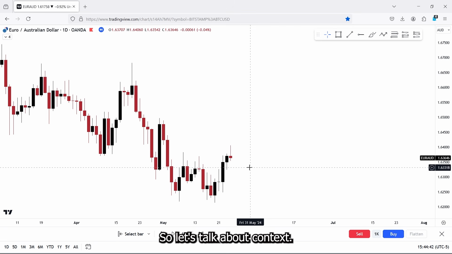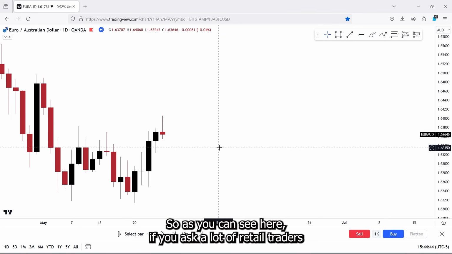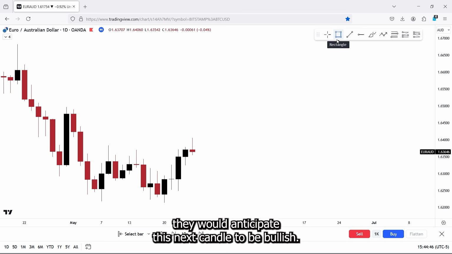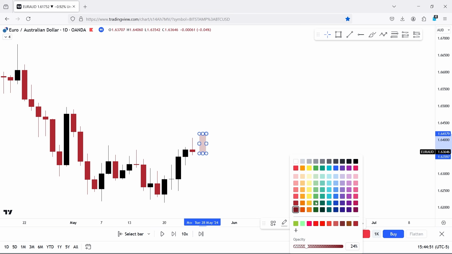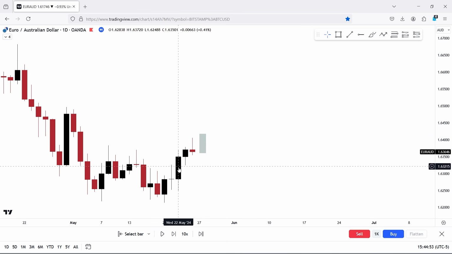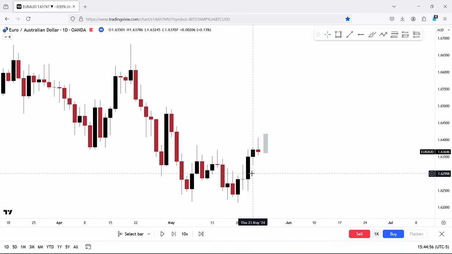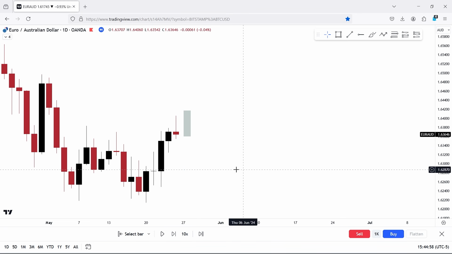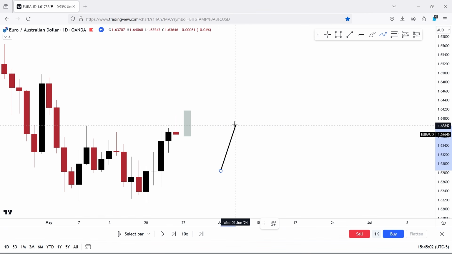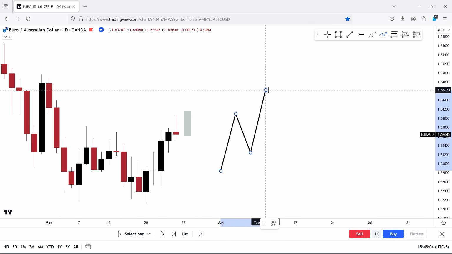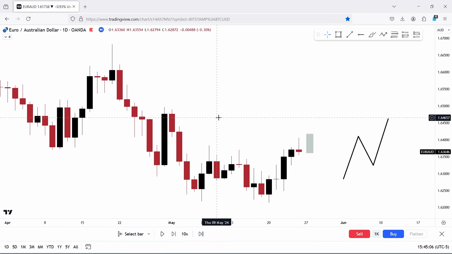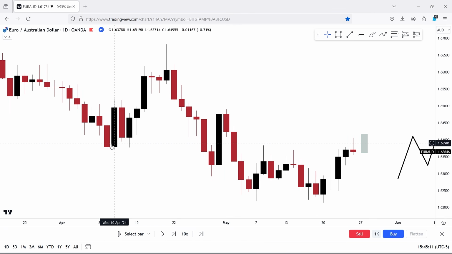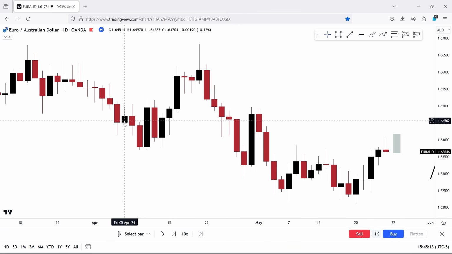So let's talk about context. As you can see here, if you ask a lot of retail traders, they would anticipate this next candle to be bullish. Why? Because they would think that this is a character change and now this is the start of a bullish trend. Not only that, they would think that this is a rally, drop, rally. Something similar to, let's say this, where you have a drop, rally, drop. Here you have a drop, rally, drop.